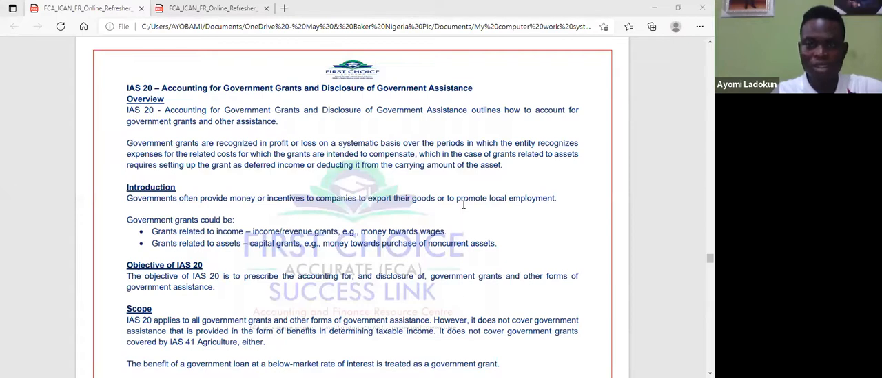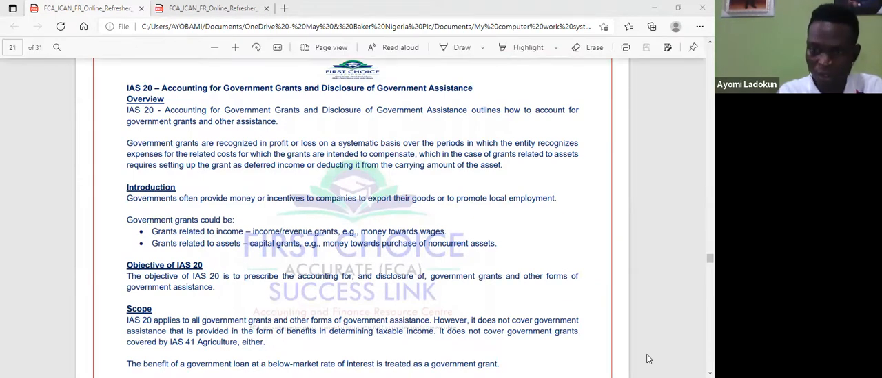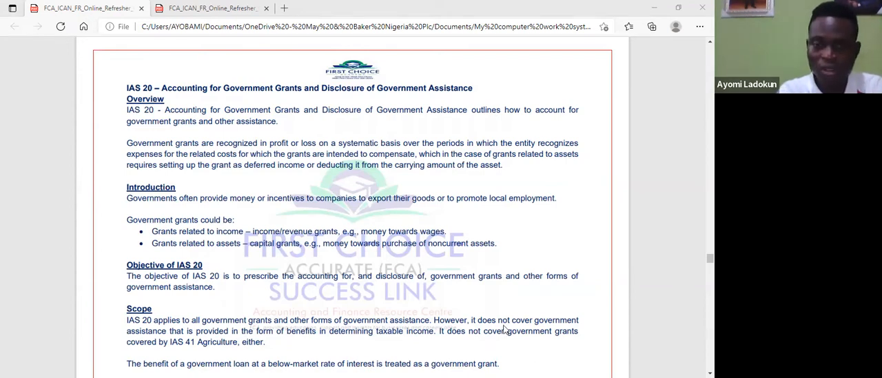We are going to continue from where we stopped the last time. If you can recall, we already started discussion on IAS20, accounting for government grants and disclosure of government assistance, right? And I've done all the background information. So all we need to do is to solve questions around that. So I'm going to use a question to demonstrate what IAS20 is all about, so that we can quickly move to IAS23, and then we can have time to take a look at IAS16 and the likes.